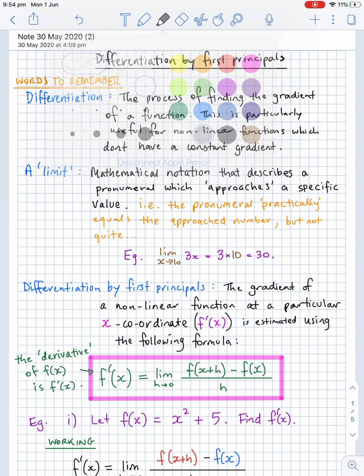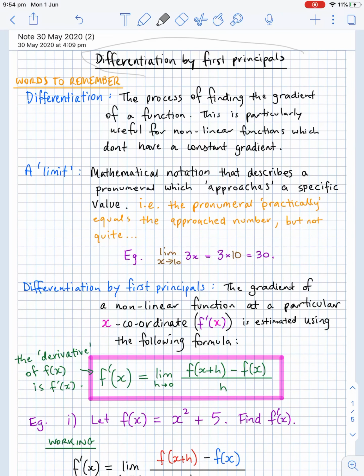Hi guys, for today's lesson we're going to be dealing with differentiation by first principles. So first up, what do I mean by this word differentiation? Differentiation is the process of finding the gradient of a function.